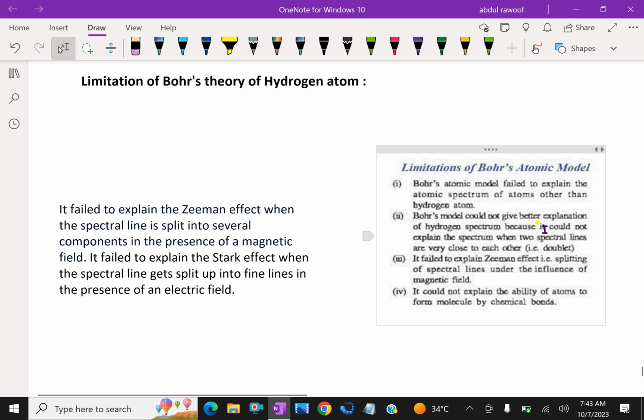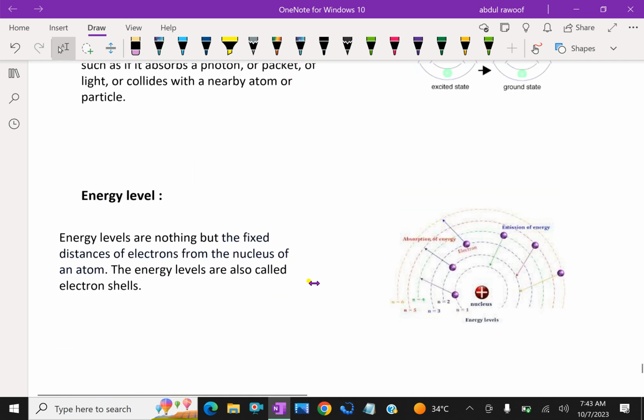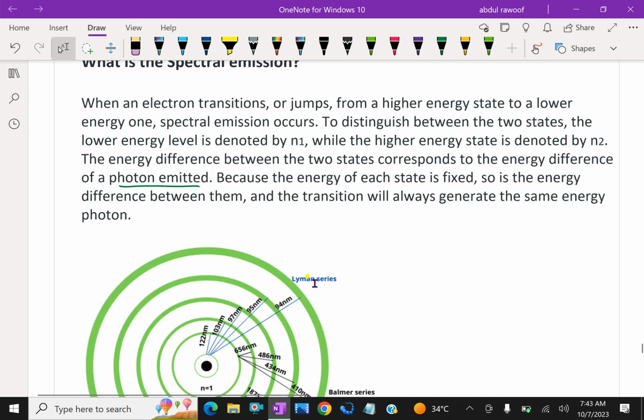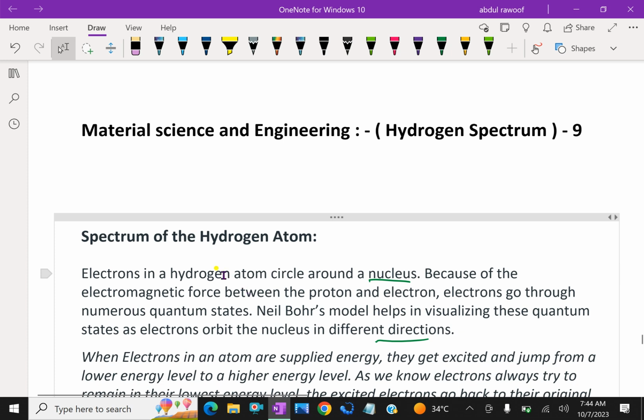Bohr's model could not give a better explanation of the hydrogen spectrum because it could not explain the spectrum when two spectral lines are very close to each other, that is doublets. Also, it failed to explain the Zeeman effect. What is the Zeeman effect? It's the splitting of spectral lines under the influence of a magnetic field. And it could not explain the ability of atoms to form molecules by chemical bonds. So far we discussed the spectral lines of the hydrogen atom, means the spectrum of a hydrogen atom.